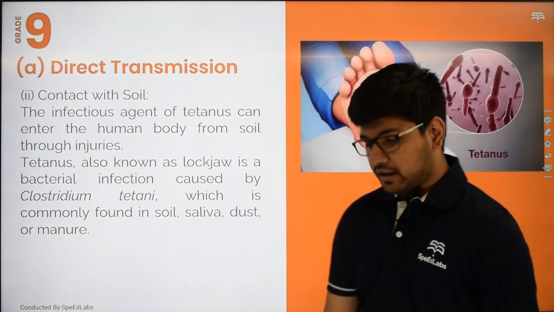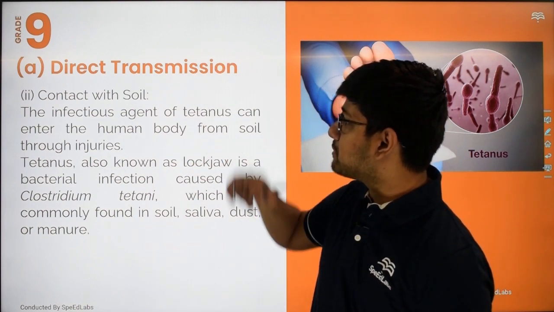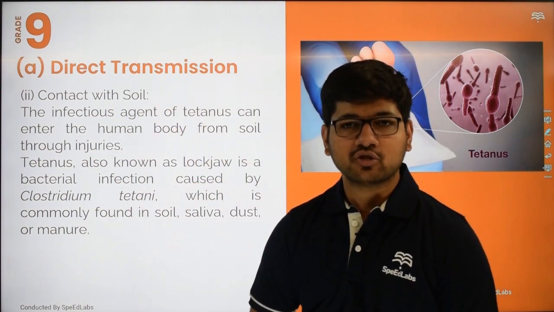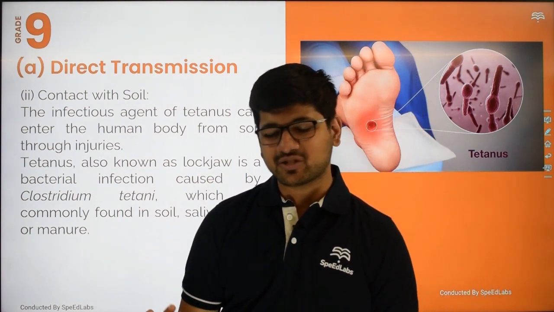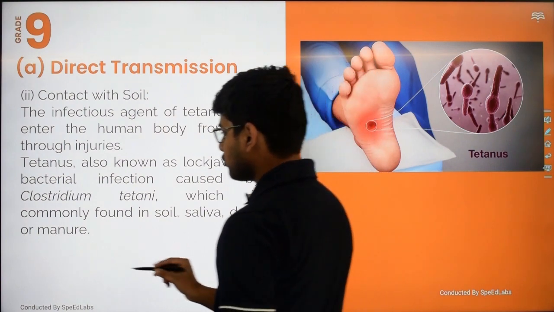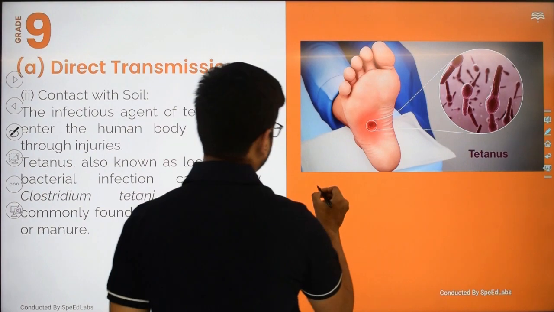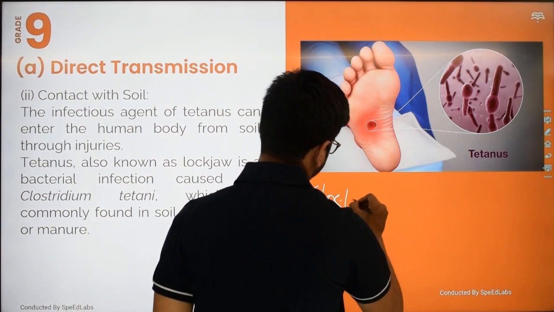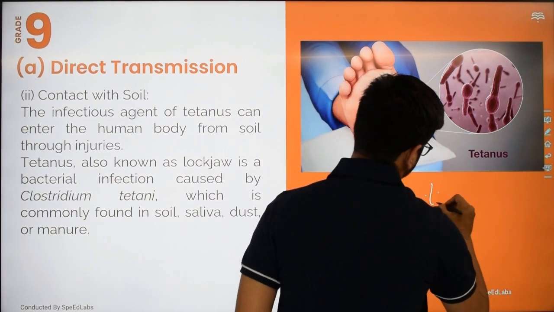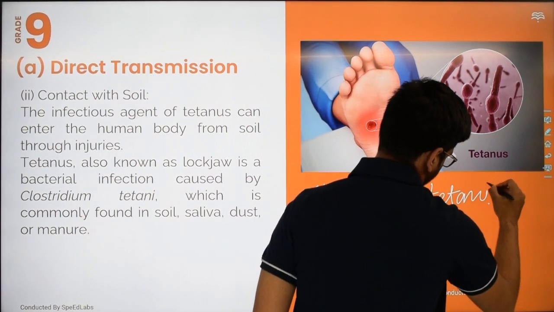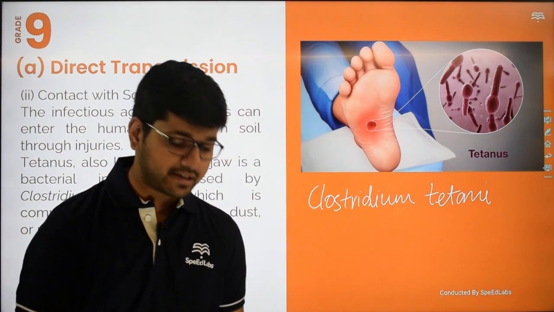Now the other medium through which direct transmission occurs is contact with soil, where the infectious agents of tetanus are mainly present. The infectious agent is known as Clostridium tetani. So Clostridium tetani is the one through which tetanus is caused.